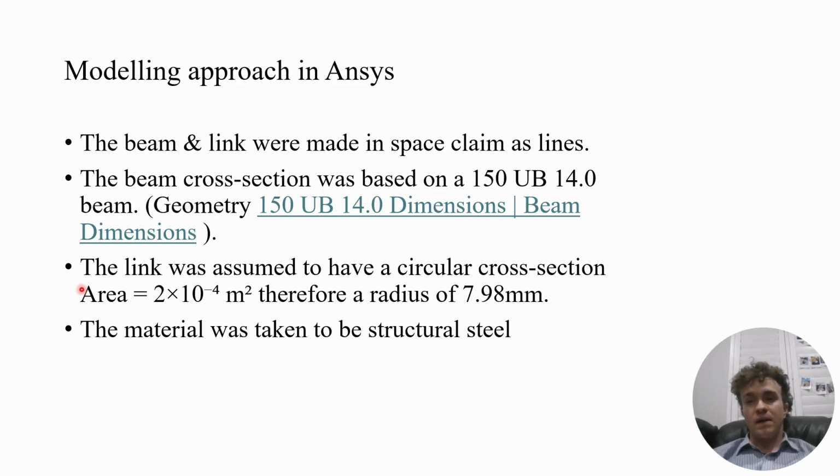However, for link BC, I had to make an assumption. I assumed that it had a circular cross section, and therefore it would have a radius of 7.98 millimeters. The material of absolutely every component was taken to be structural steel, simply for simplicity.